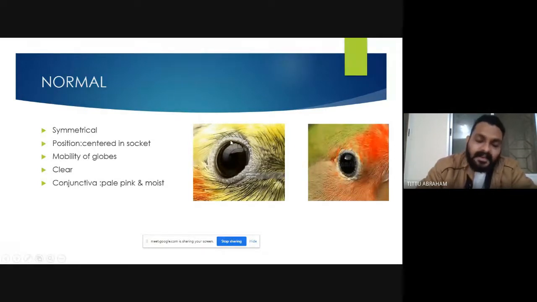Sometimes it may be misdiagnosed as mites. I have seen people think a group of mites is affecting a macaw, so they try to pull it and cause damage. So please understand that they are normal. They are actually some kind of glands, which are necessary for tear production.